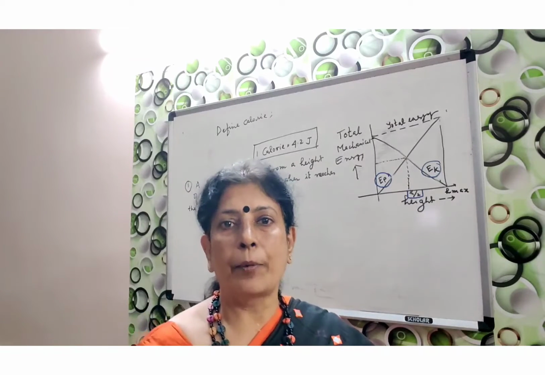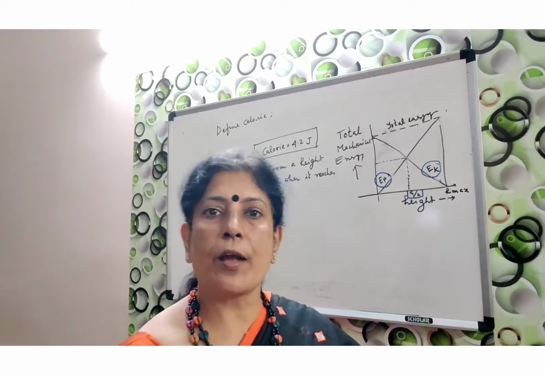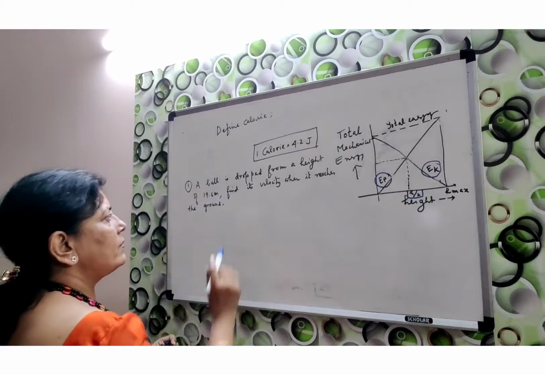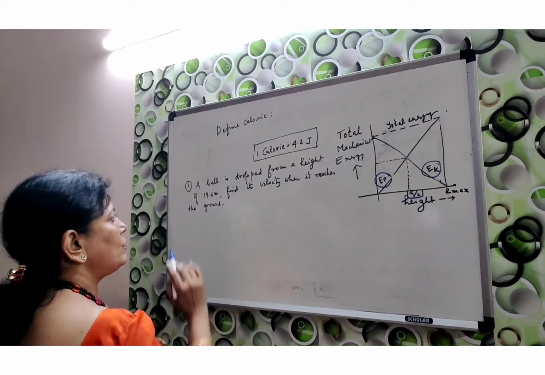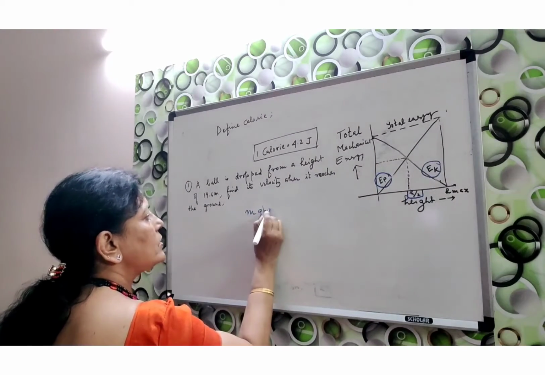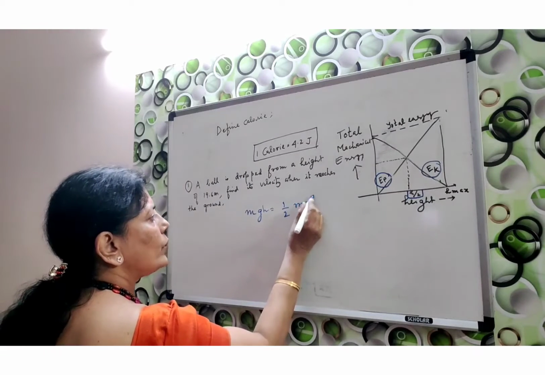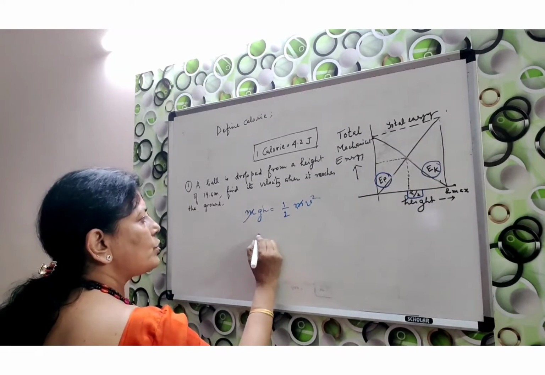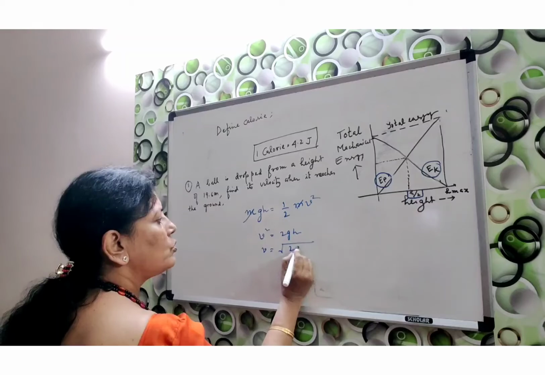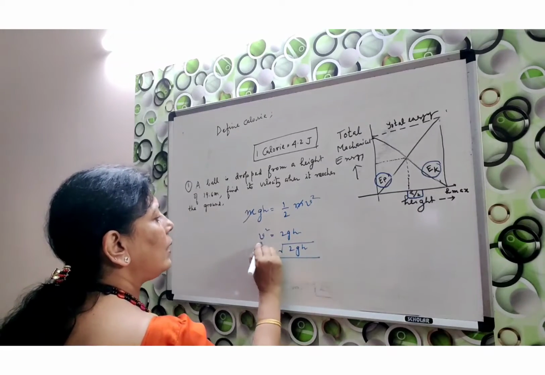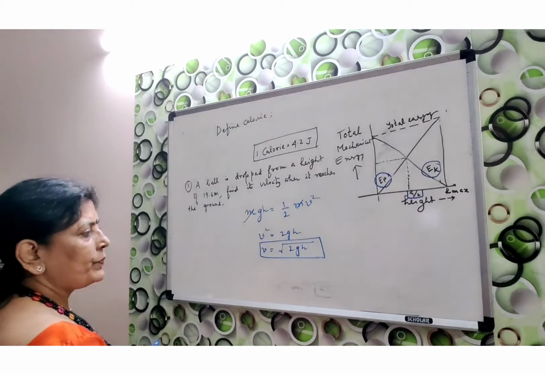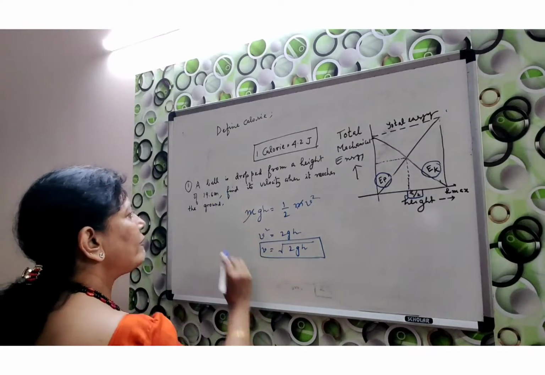Now let us solve a problem based on conservation of mechanical energy. A ball is dropped from a height of 19.6 meter. Find its velocity when it reaches the ground. We know from the law of conservation of mechanical energy, mgh is equal to half mv square. m will cancel out, so v square is equal to 2gh, or v is equal to root of 2gh. This is a most important mathematical expression of velocity in case of a freely falling body. So here, by using this formula, we can find out velocity.